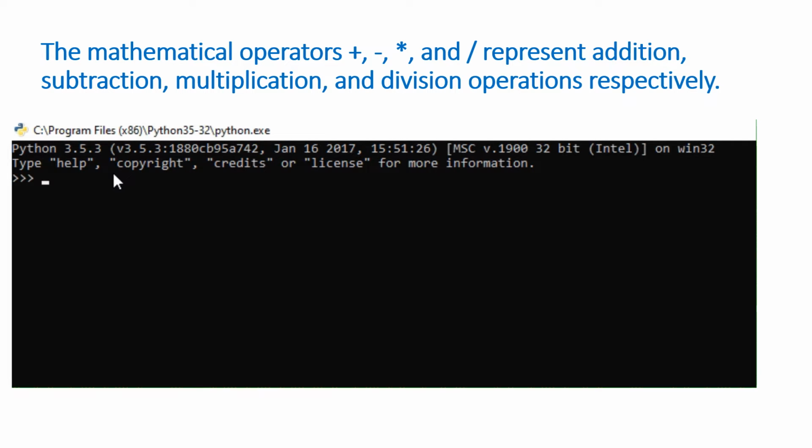Let's try some examples on addition, subtraction, multiplication, and division. For example, I type 2 plus 3. Enter. The answer is 5. 5 minus 1. Enter. The answer is 4. Let's try an example on multiplication. 4 multiplied by 3. Enter. The answer is 12. 15 divided by 3, and the answer is 5.